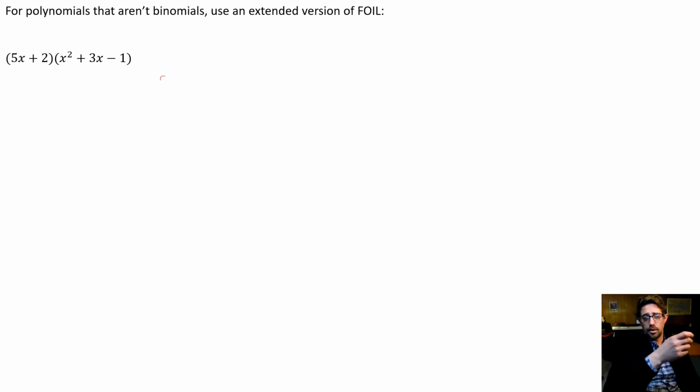Like this. Okay, it's a binomial times a trinomial. So you can't just use FOIL because there's more than 4 terms in here. But the idea is the same. You have to multiply every term by every other term. So here's how I do it.